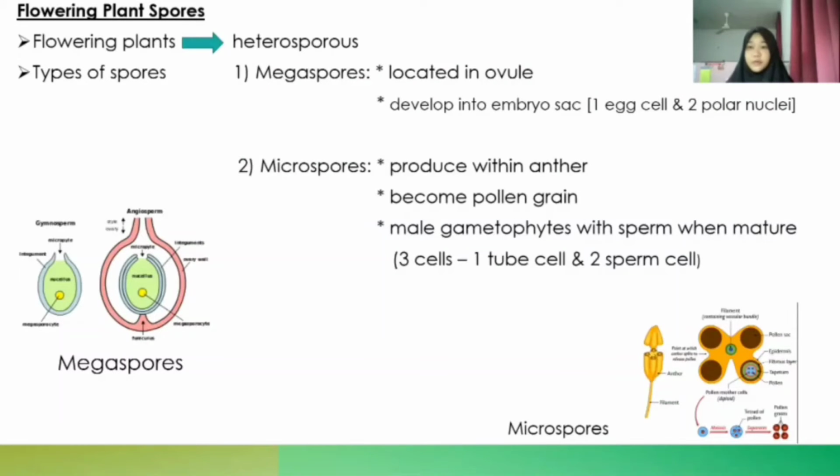Next are the microspores. Microspores are produced within the anther of the stamen and will become the pollen grain. A mature male gametophyte consists of 3 cells, which are 1 tube cell and 2 sperm cells. The tube cell is also known as the vegetative cell, and the sperm cell is known as the generative cell.